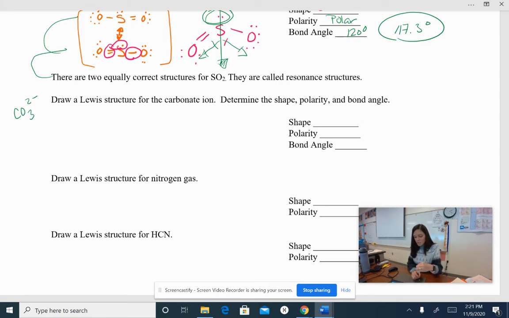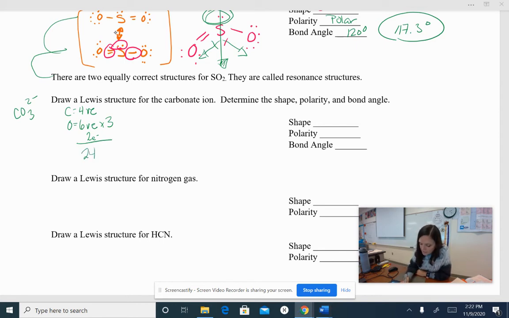If it's a positive charge, we subtract that many electrons. So since we have a charge of negative 2, we are going to add 2 extra electrons. Okay? So carbon, we have 4 valence electrons. Oxygen, we have 6 valence electrons, and we've got 3 of them, and we've got the 2 extra electrons from the ionic charge. So 6 times 3 is 18, plus 4 is 22, plus 2 more is 24.